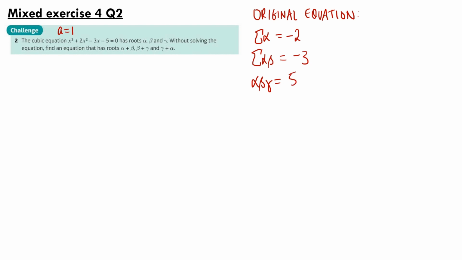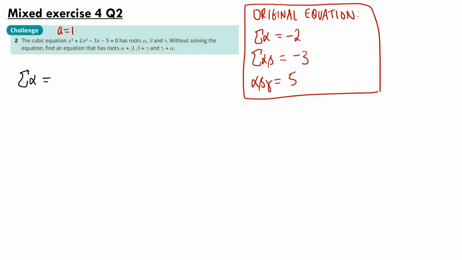Okay, so these we will be using in a second. Now let's have a look at the new equation with the roots alpha plus beta, beta plus gamma, and gamma plus alpha. If we then look at what the sum of the alphas are for the new equation, that's going to be alpha plus beta plus gamma plus alpha. And you should see that this is going to be 2 lots of alpha plus beta plus gamma.